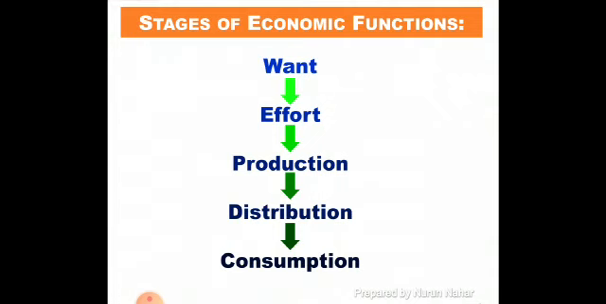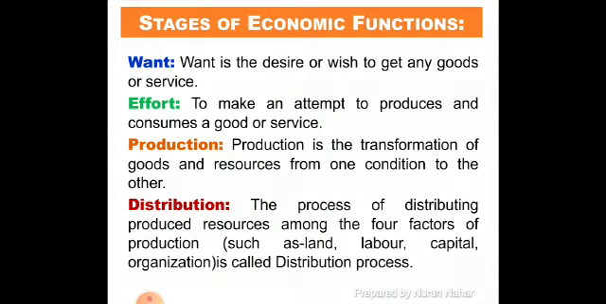My dear students, can you see a diagram? In this diagram, it is shown the stages of economic functions. There are 5 stages, as you can see. First step is want. Second step is effort. Third step is production. Fourth step is distribution. And the last step of economic function is consumption. Let me explain all of them.